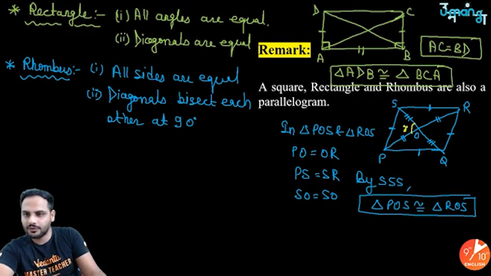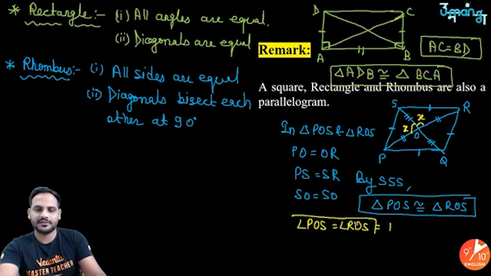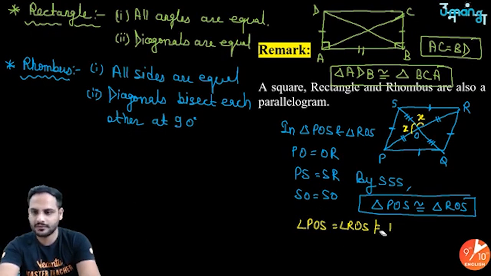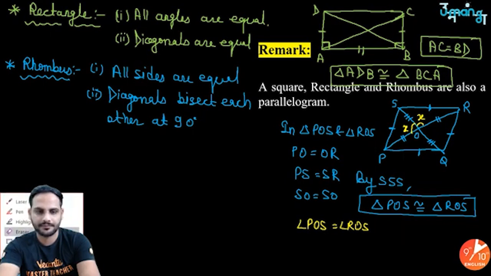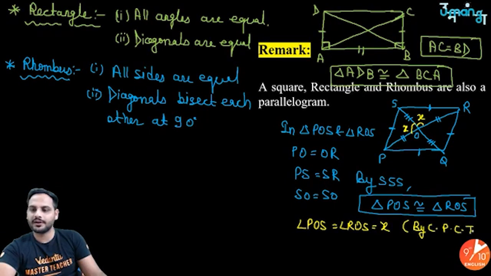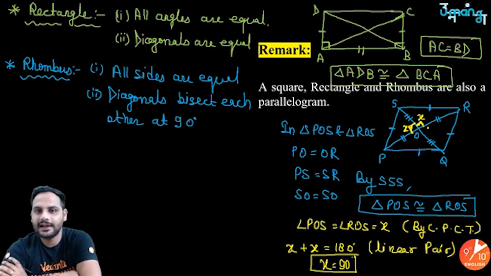So let's say this angle is equal to X degrees, this angle will also be equal to X degrees. Angle POS is equal to angle ROS by CPCT. Theek hai? Both are equal to X by CPCT, since we have proved the triangles to be congruent. If they are equal, X plus X has to be equal to 180 degrees because of linear pair, right? So I have got 2X equals 180 and X equals 90 degrees. That means this angle is 90 degrees. This angle is also 90 degrees.